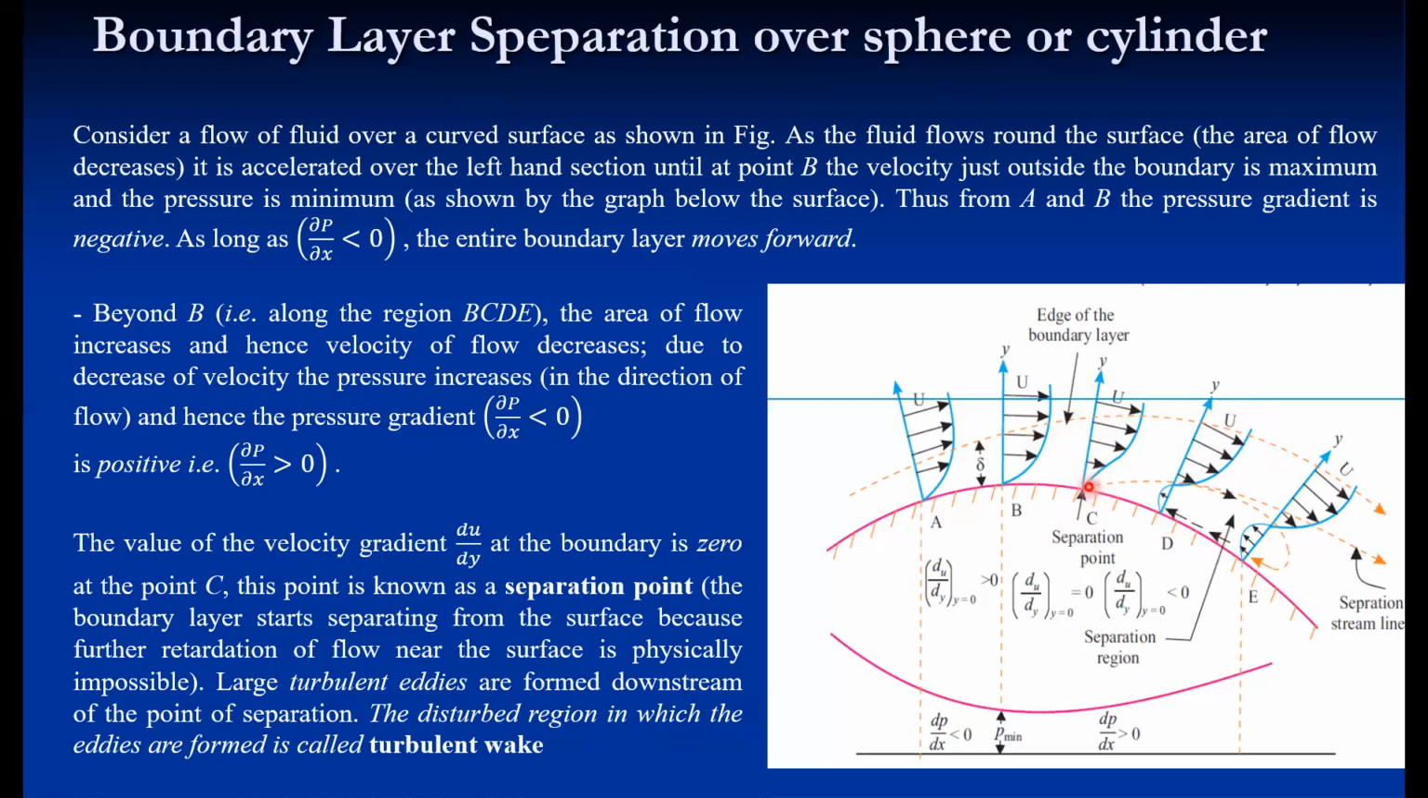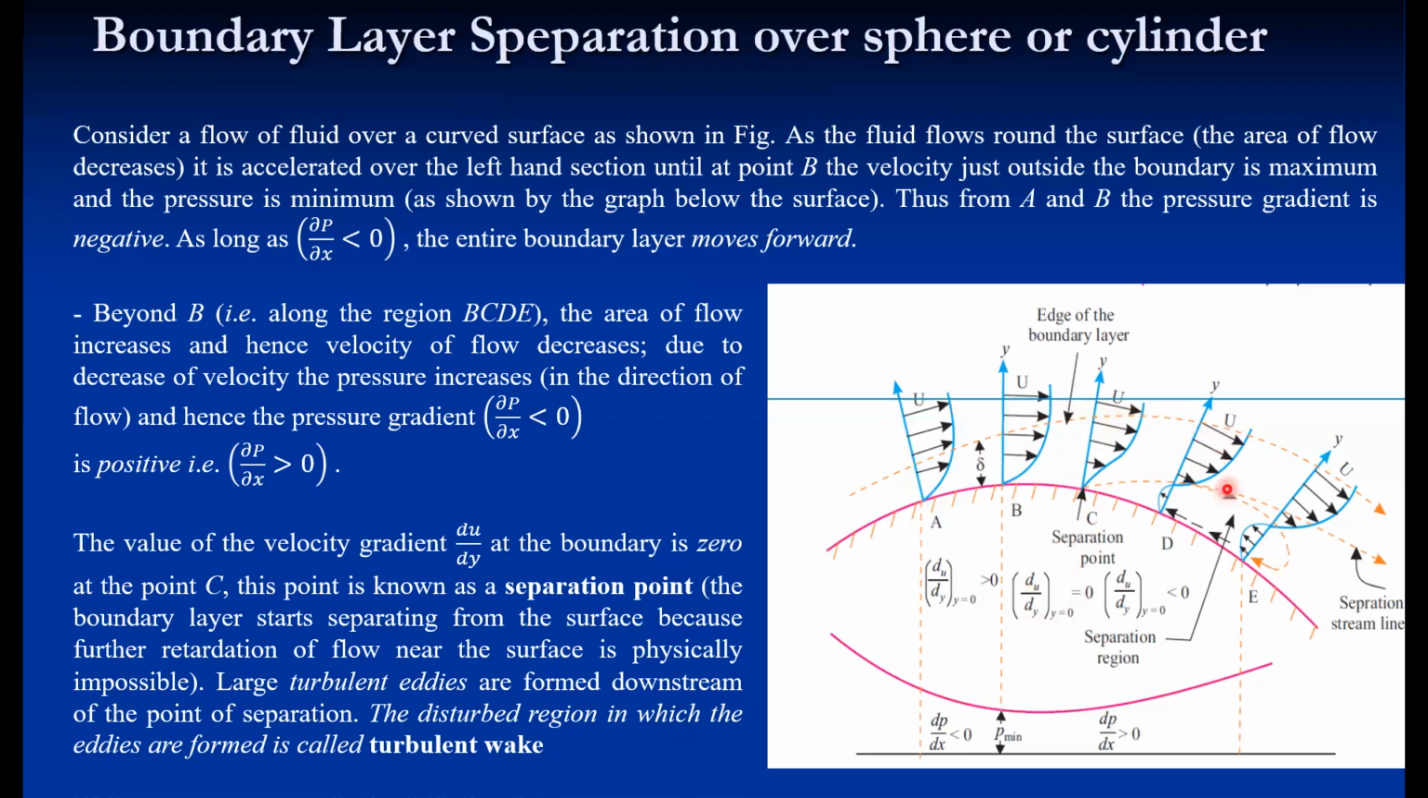Then the point C is reached where the velocity gradient is zero, that is du by dy is zero. This point is called the separation point. That is, the boundary layer starts separating from this particular point, because further retardation of flow near the surface is physically impossible.